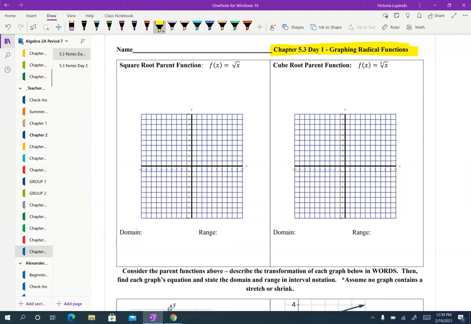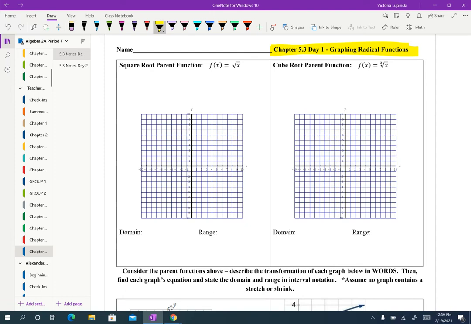All right, welcome everybody. Today we're going to talk about section 5.3, day 1, and this is all about graphing radical functions. In sections 5.1 and 5.2, we've done a lot of work with calculating square roots and cube roots and fourth roots, and now we're going to talk about what the graphs of those functions would look like. We're going to focus mainly on the square root on the left, which is of course index of 2, and then the cube root over on the right, which has an index of 3.